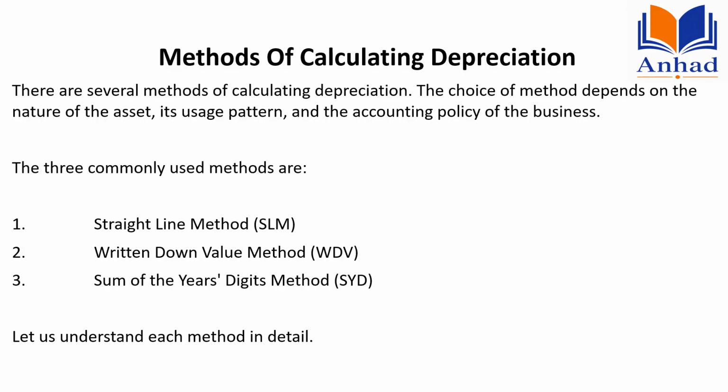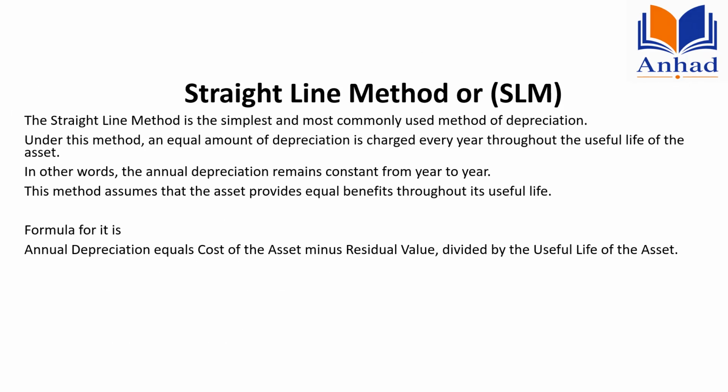First method is straight line method or SLM. The straight line method is the simplest and most commonly used method of depreciation. Under this method, an equal amount of depreciation is charged every year throughout the useful life of the asset. In other words, the annual depreciation remains constant from year to year. This method assumes that the asset provides equal benefits throughout its useful life.